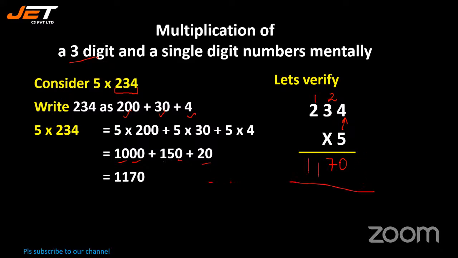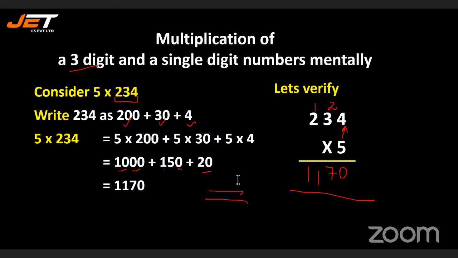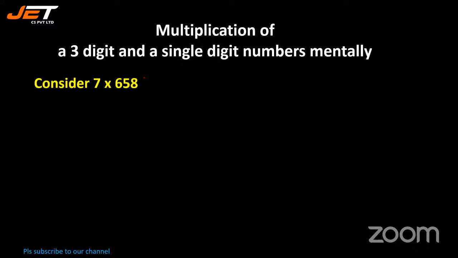1170. So both of the answers are the same, hence verified. Okay? And that's how you are supposed to do this. Let's try another one. 7 times 658. So how to do it?